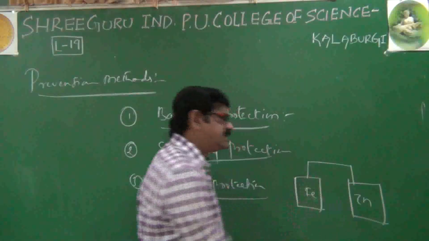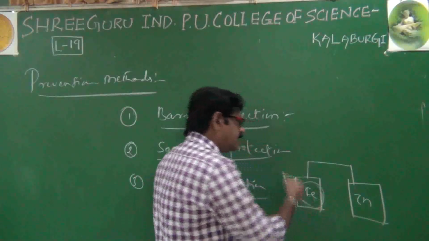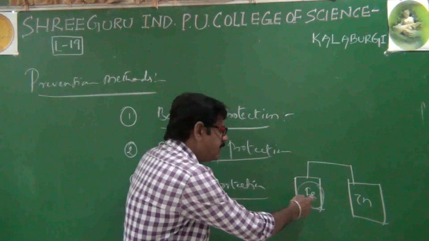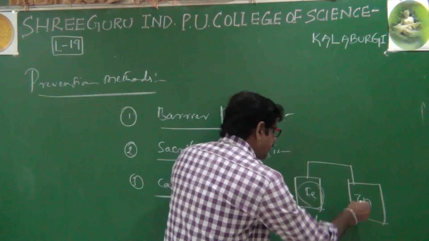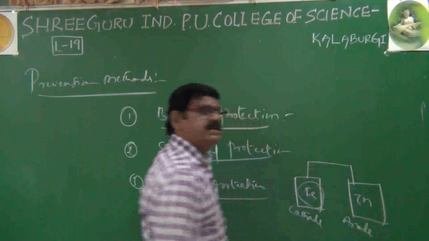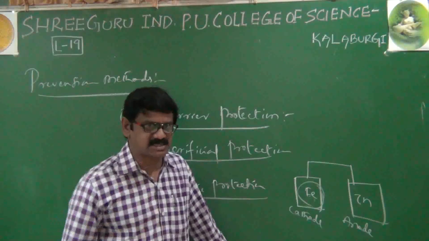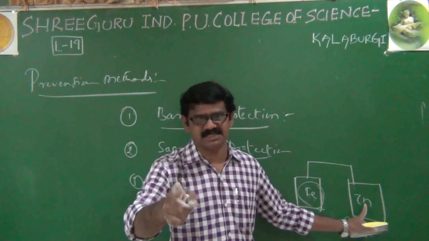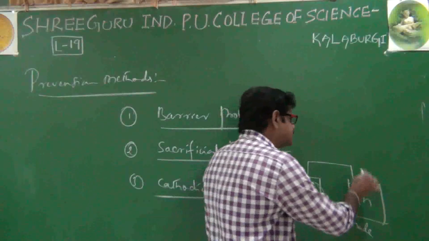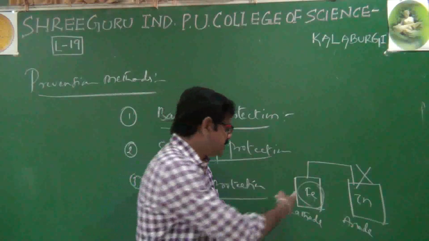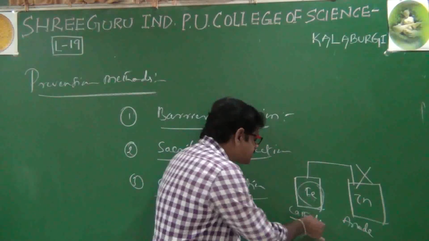When it is connected to a metal with still less SRP, and definitely when you are comparing the two, the one with more SRP, iron, acts as cathode and zinc acts as anode. As you already know, the electrode which acts as anode undergoes oxidation. Means zinc undergoes oxidation. Because of oxidation of zinc, zinc itself undergoes corrosion. Then our iron is on the safe side because we have made it the cathode.